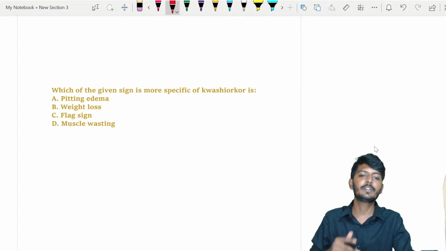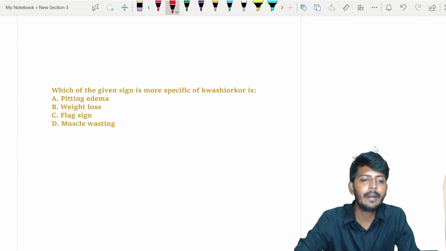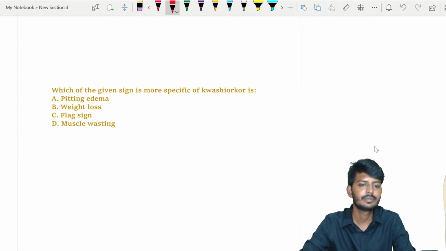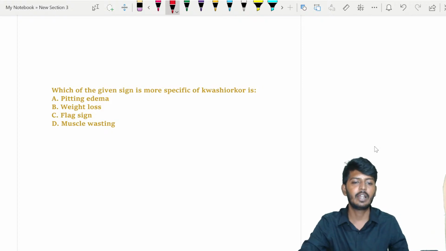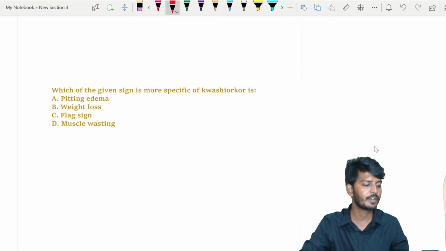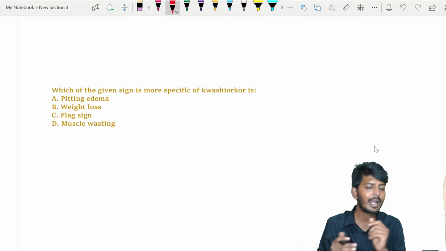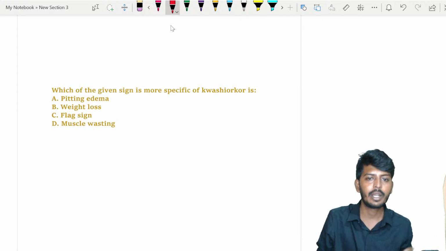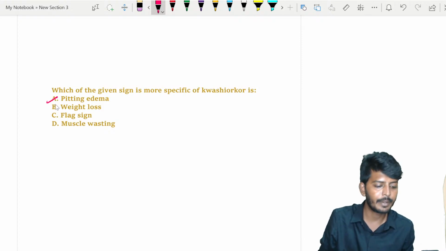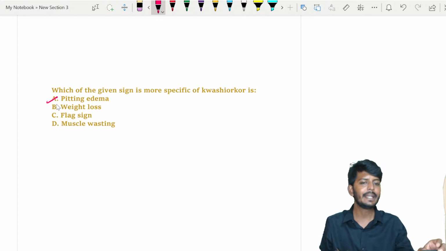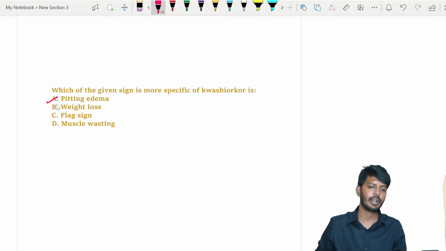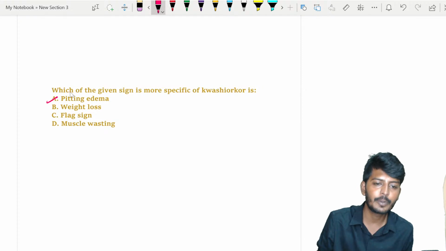What is the most specific sign of Kwashiorkor? Pitting edema, weight loss, flag sign, and muscle wasting. Come on guys, tell me which of the following is more specific for Kwashiorkor. So in Kwashiorkor, which symptom is most specific? Come on. The correct answer, remember, is pitting edema. You're absolutely correct. So not flag sign. The most specific is pitting edema.